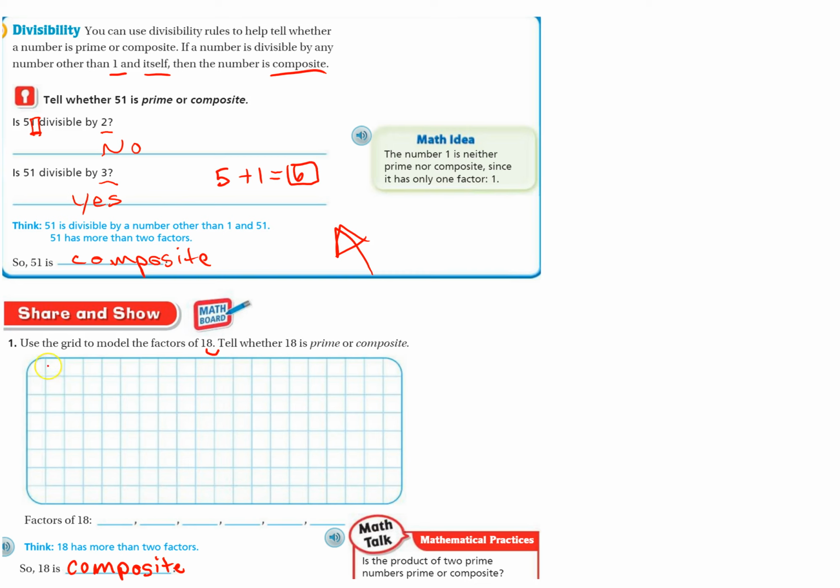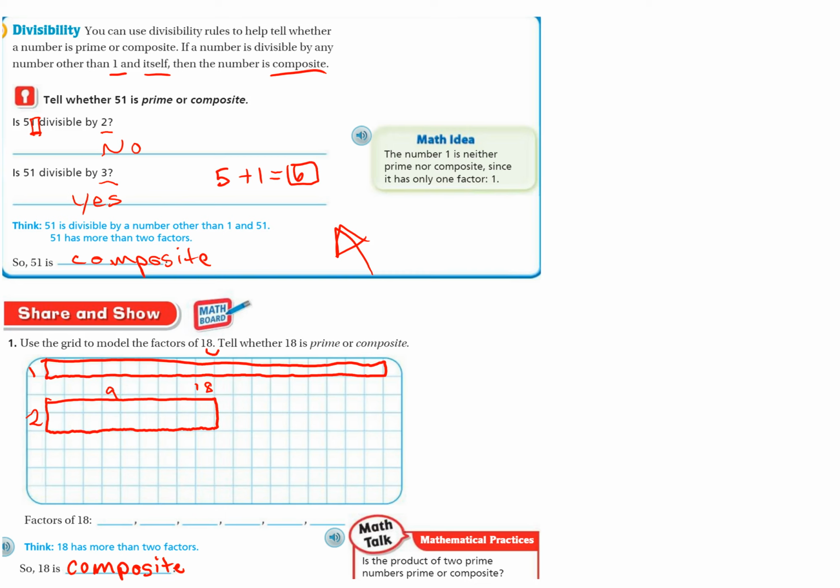I can do 1 by 18. Hopefully there's enough space here. 1, 2, 3, 4, 5, 6, 7, 8, 9, 10, 11, 12, 13, 14, 15, 16, 17, 18. Yay! So that I could do 1 by 18. Okay, I can do 2 by 9. 1, 2, 3, 4, 5, 6, 7, 8, 9. So I could do 2 by 9.